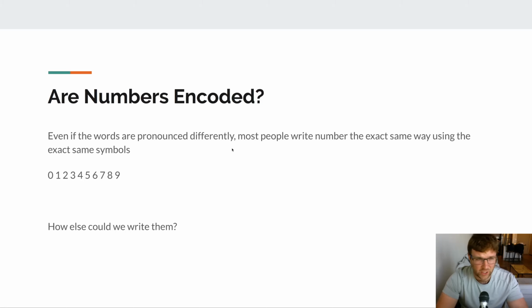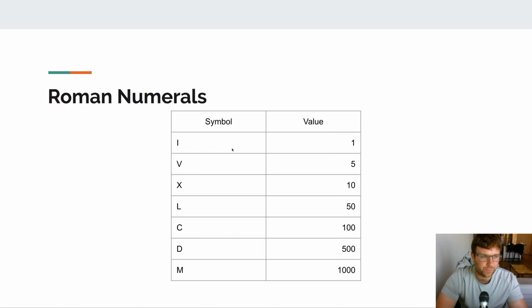I guess kind of the question is, are numbers encoded? In a couple of different places I've traveled, the words might be pronounced differently for the numbers, like the number 5 might be pronounced different in a different language. But usually you'll see that the numbers are written the exact same way. They use the exact same symbols, the same old 0 through 9, exactly like we use. I guess one question is, how else would we write them?